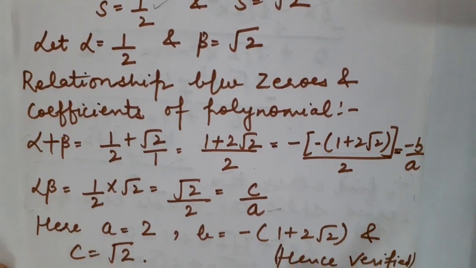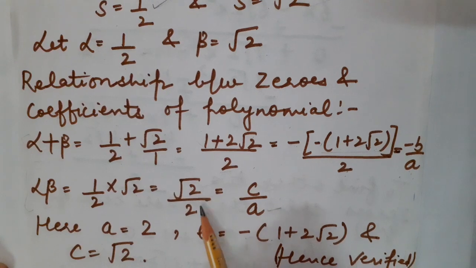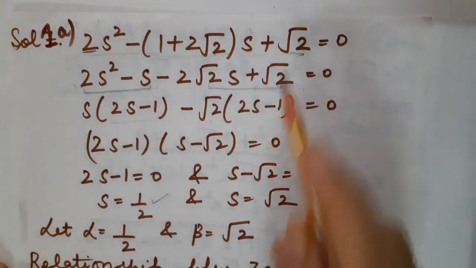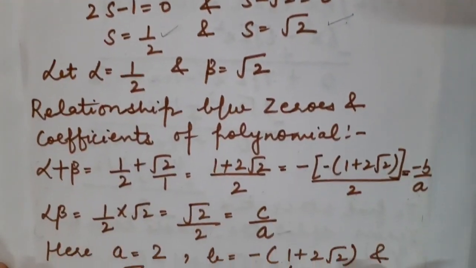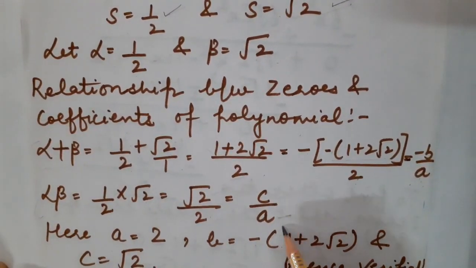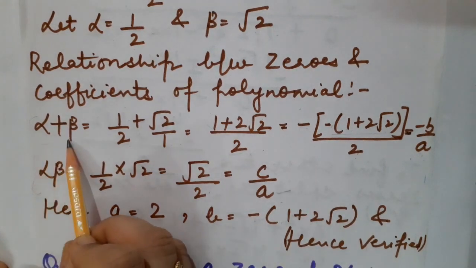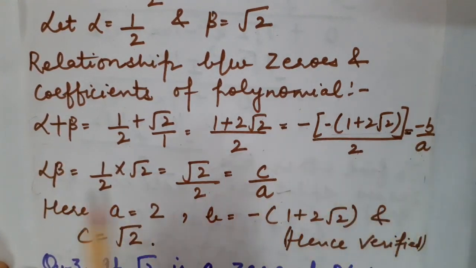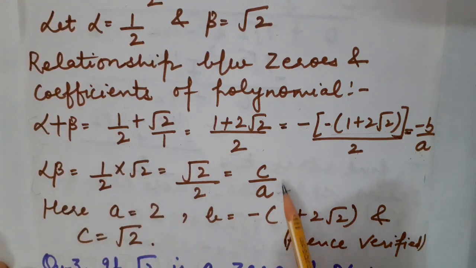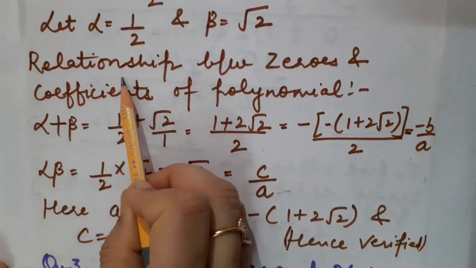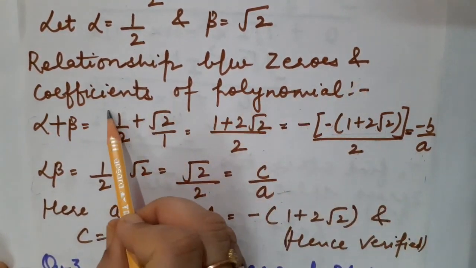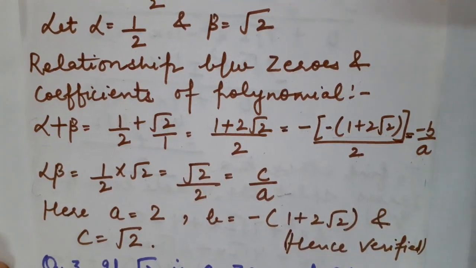Let us talk about the product of the zeros. This is half into root 2. That would become root 2 upon 2. And what was root 2? Root 2 was c. Correct? And 2 is equal to a. So I have got c by a. So hence we can say that the sum of the zeros is equal to minus b by a, and the product of the zeros is equal to c by a. So through this we have verified the relation between the zeros and the coefficient of a polynomial.